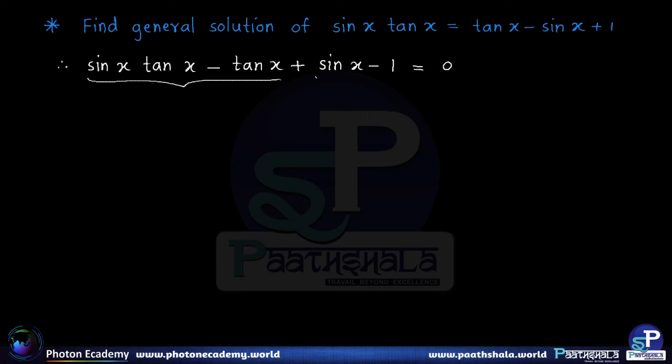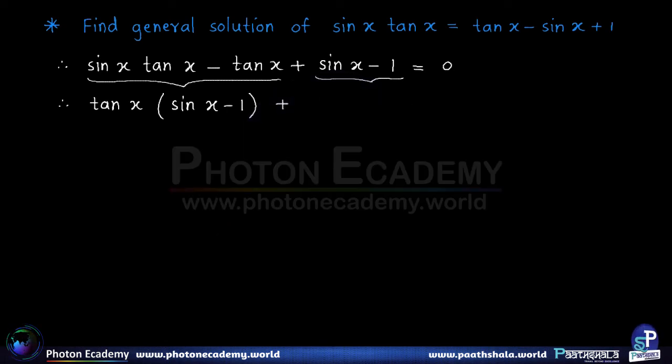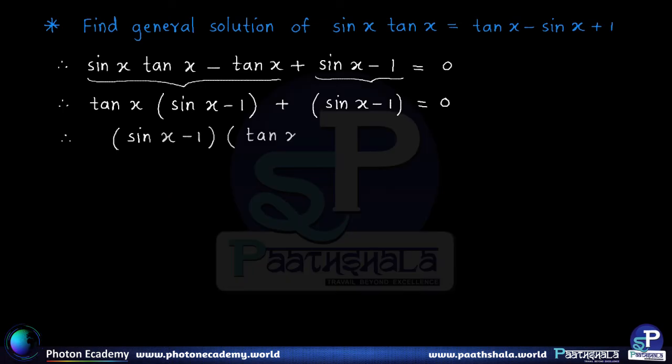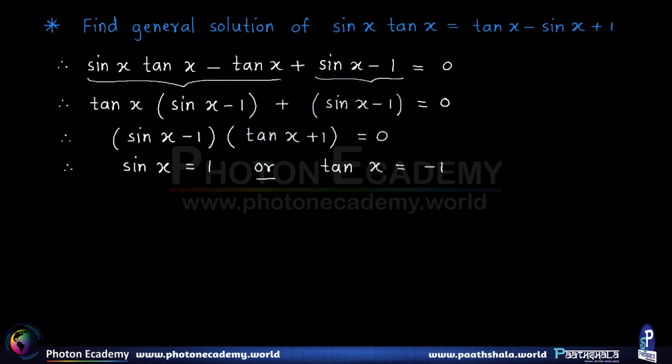So therefore we can immediately recognize that from the first two terms we can take tan x common, giving sin x minus 1 in the bracket, plus we already have sin x minus 1 as the remaining two terms. Right? So therefore this was actually an example of factorization. So we have the two factors as sin x minus 1 and tan x plus 1 equal to 0. So as each factor has to be 0, we can write directly sin x has to be equal to 1 or tan x has to be equal to minus 1.